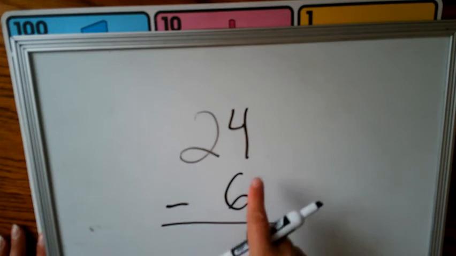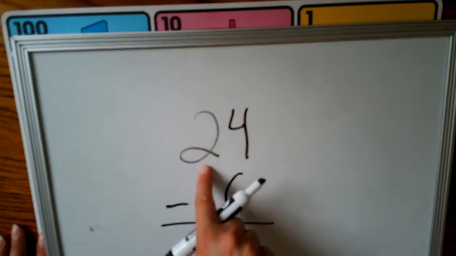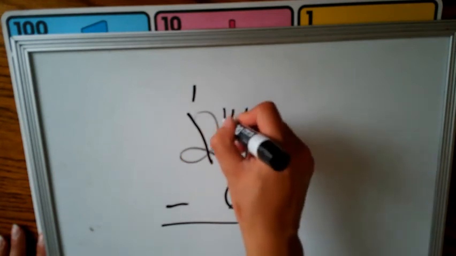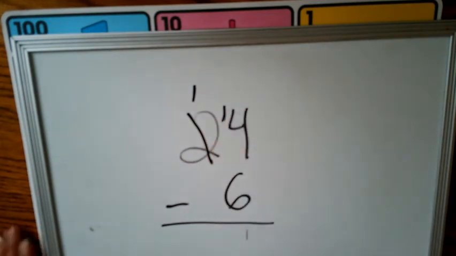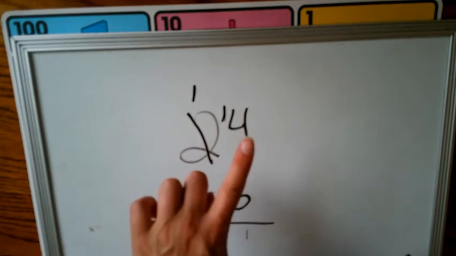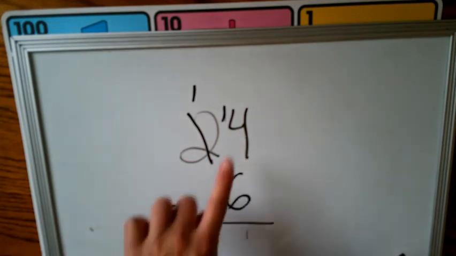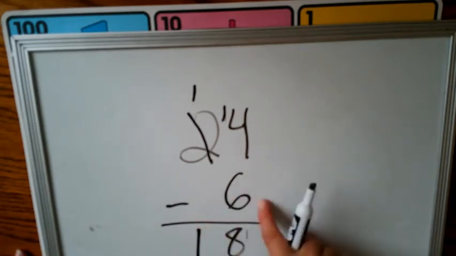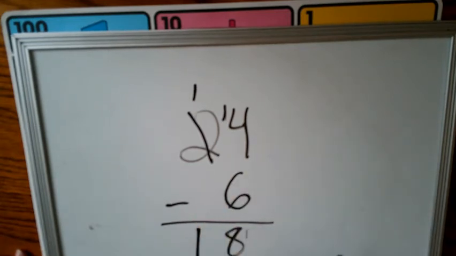You're absolutely right, boys and girls. I have to borrow from the tens place. So I'm going to borrow a 10 and bring it over here to my ones place. So now I have 14 ones in the ones place. And 14 minus 6, just like we figured out, is 8. And 1 minus 0 equals 1. So 24 minus 6 equals 18. Nice job, boys and girls.